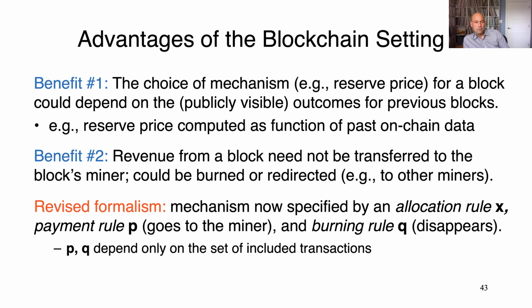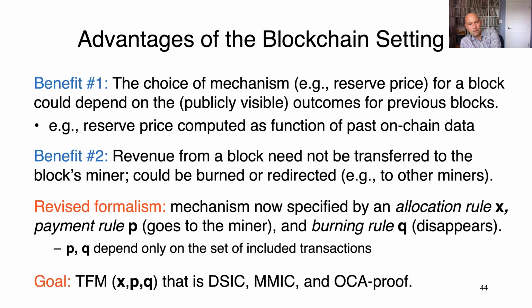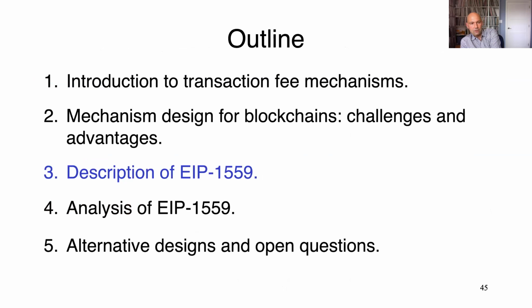Okay, so the final formalism I'll use is like before: allocation rule X, payment rule P. That's payments by the users to the miner, and then Q, I'm going to call a burning rule. Those are payments from the users to somebody other than the miner. Okay, maybe it's burned, or it's just sent somewhere other than to the miner of the block. So the question really is, can we take advantage of benefits 1 and 2, the unique advantages of the blockchain setting, to overcome all of those challenges? And in particular, those 3 incentive compatibility guarantees, we'd like to have them all simultaneously.